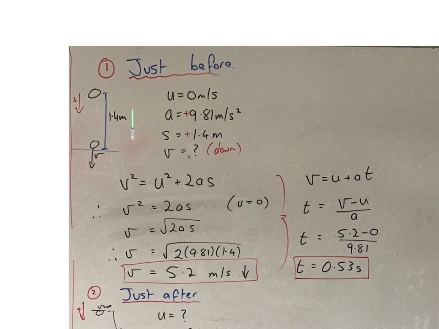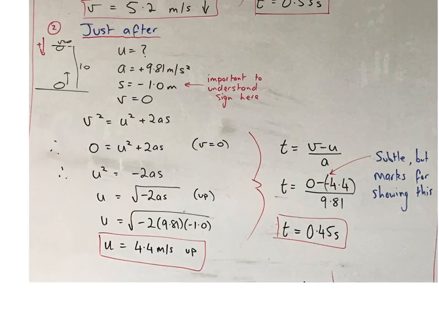This is quite nice communication. It goes down to v squared equals 2as in this scenario, and it's very easy to make v the subject. Subbing in, I find that the velocity just before impact was 5.2 metres per second down. Then finding the time, there are lots of different approaches because we know 4 variables, but simply using v equals u plus at, rearranging and subbing in, we find the time is 0.53 seconds for the ball to reach the ground.